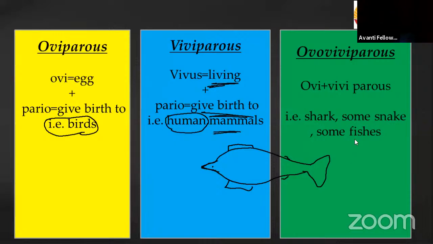Ma'am, in which category does frog come? They're amphibians. They can live both in terrestrial and aquatic conditions. Okay, I'm answering Prajwal's question.